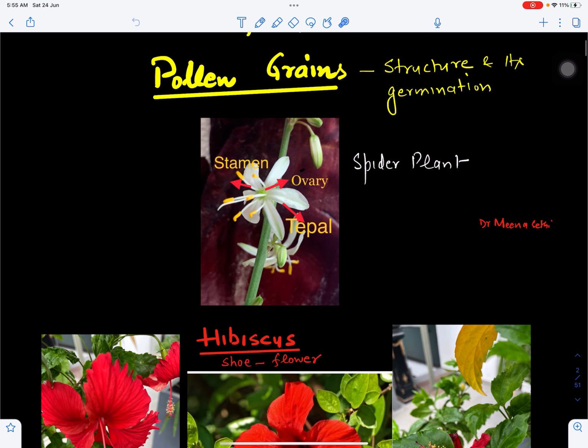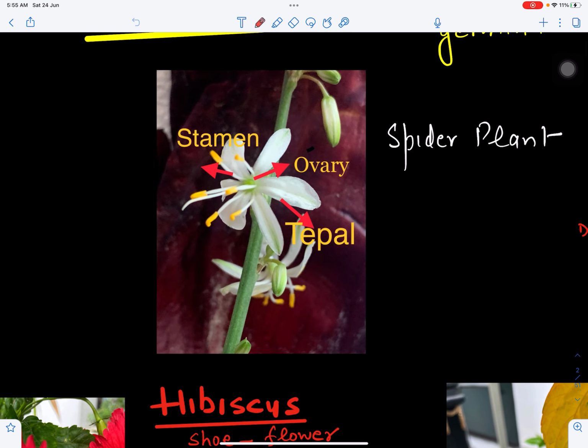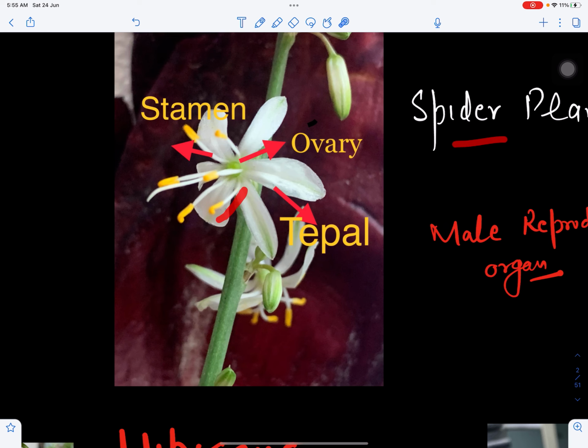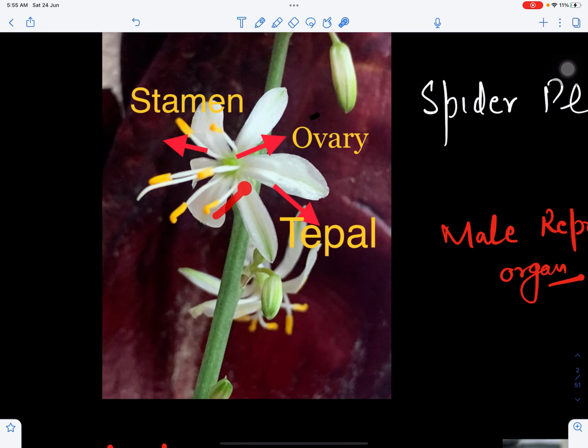If you see the stamens, these are the male reproductive organs of the flower. They will form the male gamete. If we observe stamens closely, this is the flower of the spider plant, and this part is the anther and this is the filament. Together, these are called stamens.